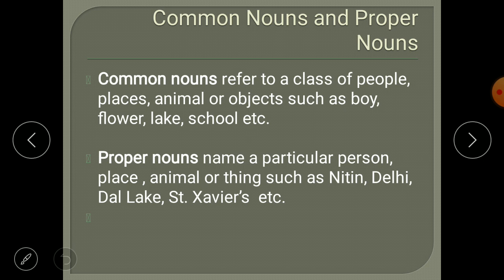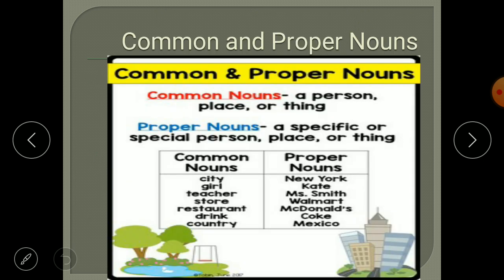So that is the common noun. But when we say St. Xavier's, then St. Xavier's means our school, specifically, particularly St. Xavier's only. So here are the examples through which you can understand the concept of common nouns and proper nouns in a better way. Like when we say city, any city, but when we say New York, that means we want to tell something about the particular city, New York only.